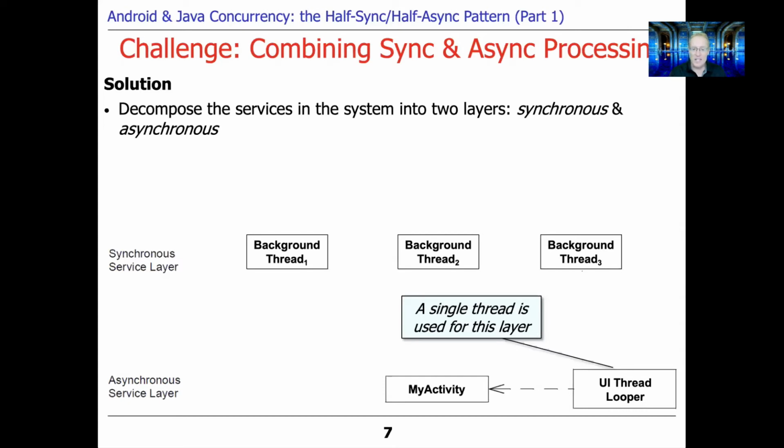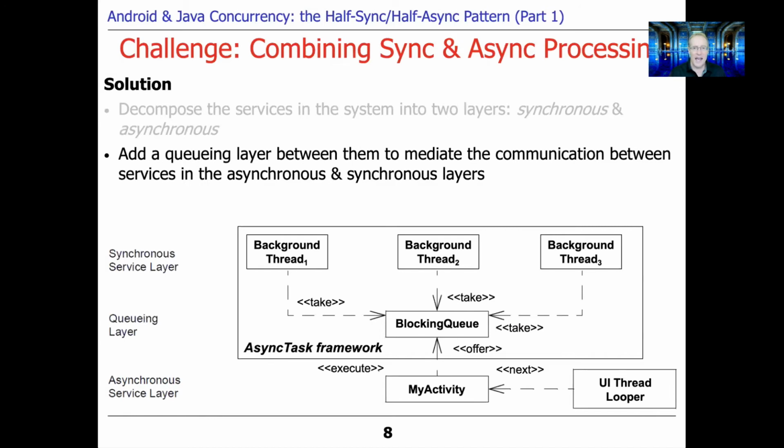And then for the asynchronous part, we're just going to have a single thread. And in this particular case, since it's Android, of course, we're going to use the user interface thread to do that portion. And then to mediate between the two layers, we're going to use a blocking queue, which of course will be a good old Java blocking queue, or it could be some other kind of blocking queue. It doesn't really matter. It could be a blocking queue that's baked into Android, like the message queue mechanism and so on.